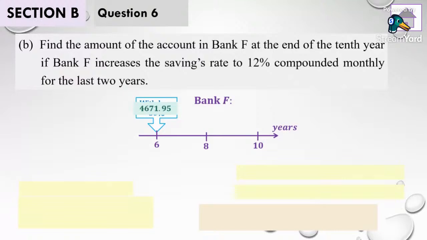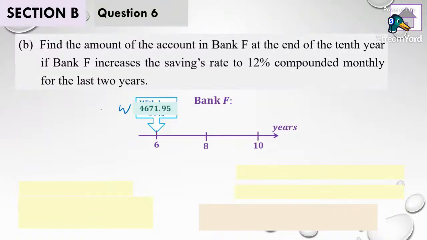I would like to proceed with question B. So now for question B, we refer to the story on Bank F. For the timeline of Bank F, we have the end of the 6th year, the end of the 8th year, and the end of the 10th year. Let us see carefully what is going on in the question. First of all, this is the amount that is being deposited into the bank according to the question: 4671.95 deposited into the account in Bank F.